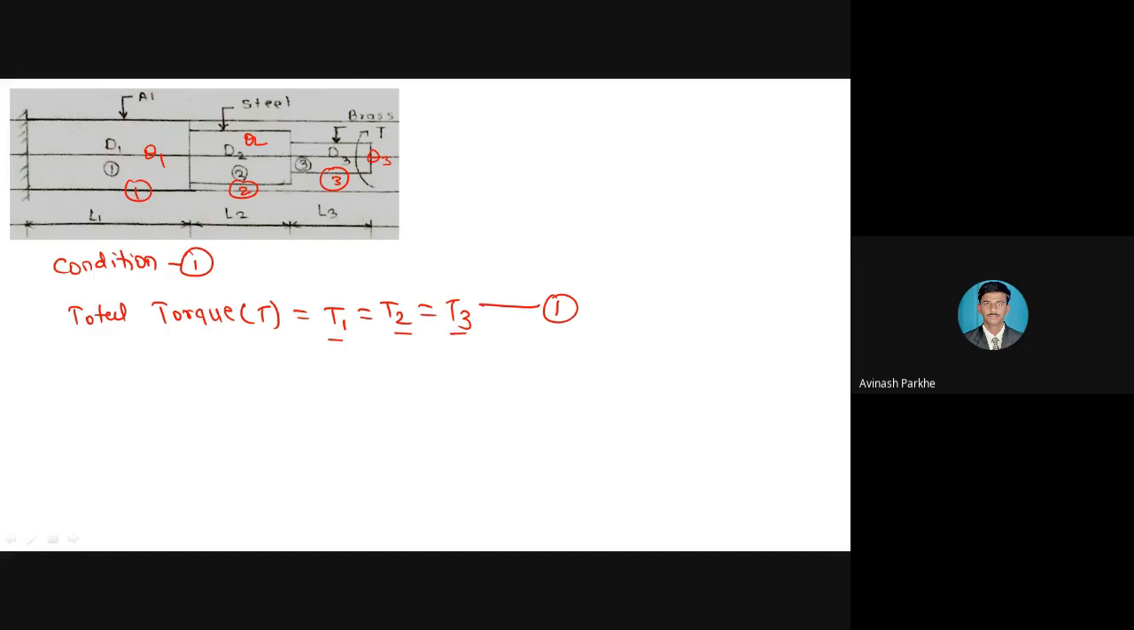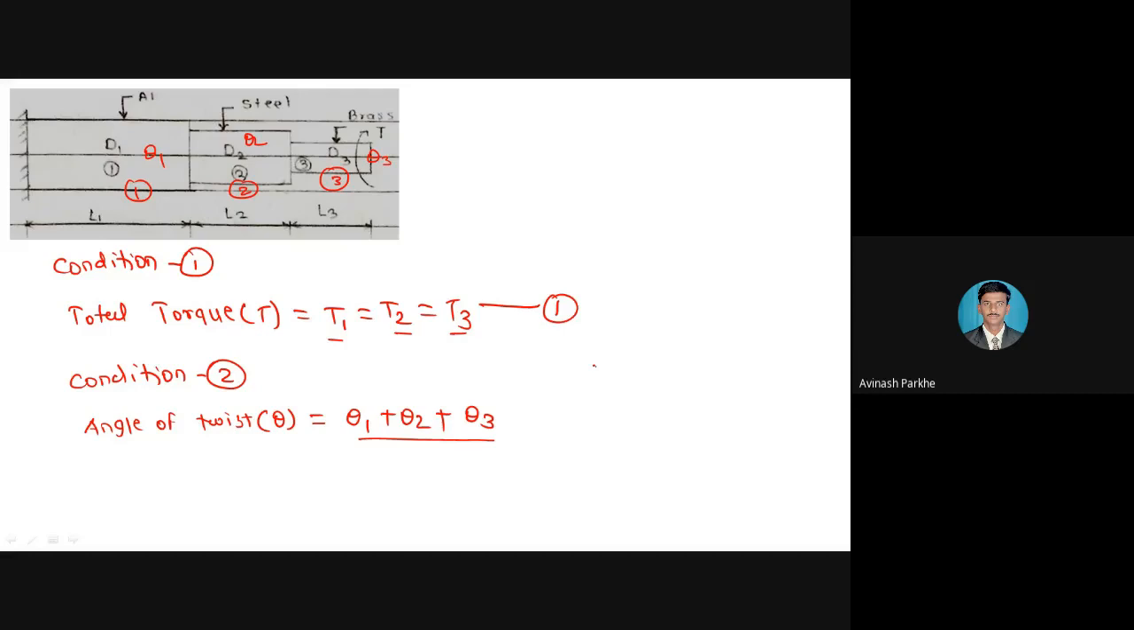So if I have to calculate the total twisting of this particular shaft, condition number 2 is that the total angle of twist, which is called capital theta, is equal to theta 1 plus theta 2 plus theta 3. So I have to calculate the theta of shaft number 1, shaft number 2 and shaft number 3, and at the end, if I do the addition, then I will get the total angle of twist of that particular shaft. Then what is the formula for the theta?